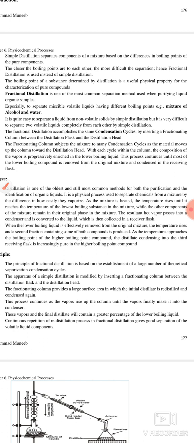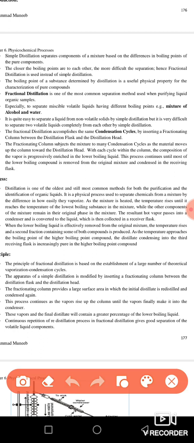So as the mixture is heated, the temperature rises and reaches the lowest boiling point in the mixture, while the other compounds in the mixture remain in the original phase. So what you have to do is boil it, and the compound having the lower boiling point will vaporize first, and the one which has a higher boiling point will remain the same.